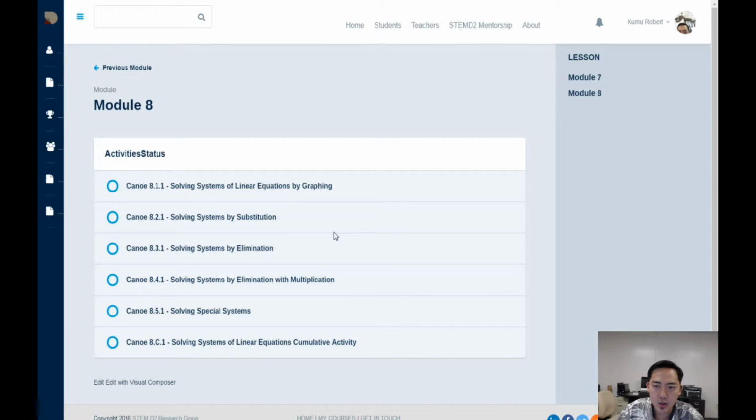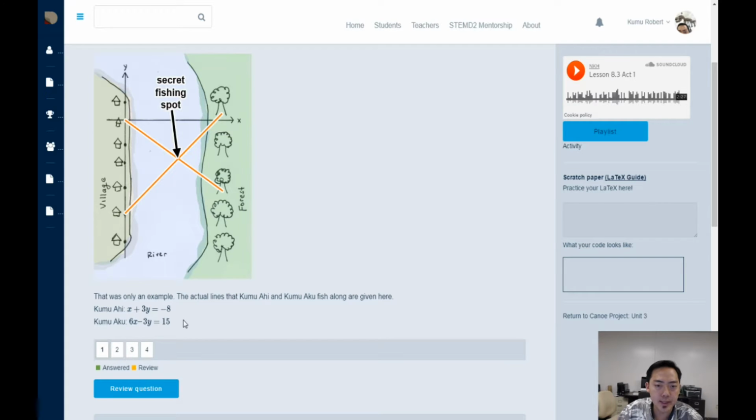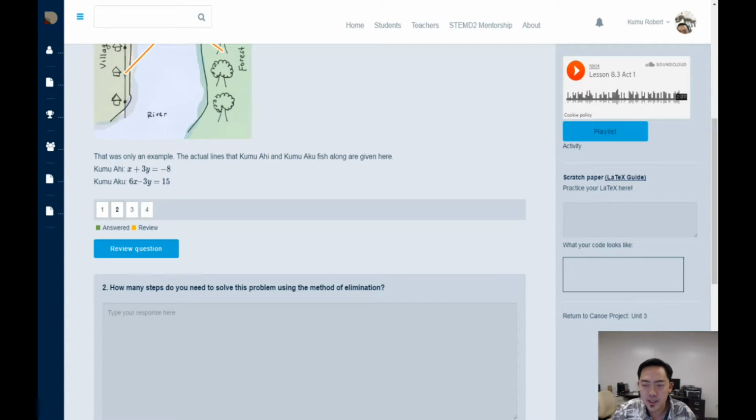Welcome back. Let's go now on to Canoe 8.3.1. In this activity, we will be revisiting the story with Kumu Ahi and Kumu Aku. Instead of solving the system of equations with substitution method, we will be solving it with the elimination method. In question 1, we first solve the system of equations. Then in questions 2 and 3, we compare the number of steps that are needed to use the substitution method and the elimination method to solve the system.